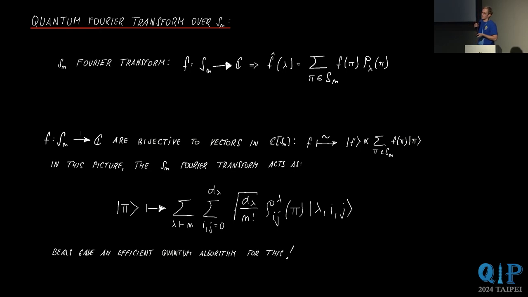Now, you may wonder, okay, on the left-hand side I have a function, on the right-hand side I have a set of matrices, how do I turn this into a unitary transformation? Well, I exploit the fact that, at least up to normalization, the functions over the symmetric group that map to complex numbers are going to be bijective to vectors in a vector space that has a dimension of the group order. So you can write down your function as a quantum state that looks like that over there. And in this picture, you can define the S_n Fourier transform as a unitary operator that looks like this.